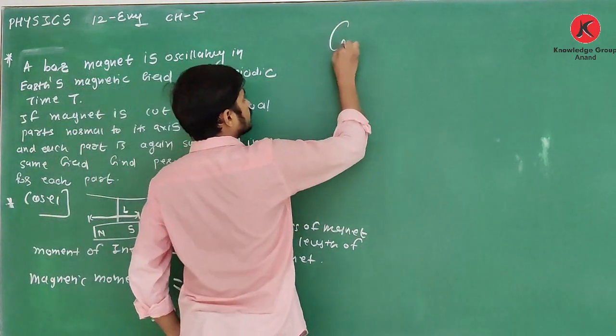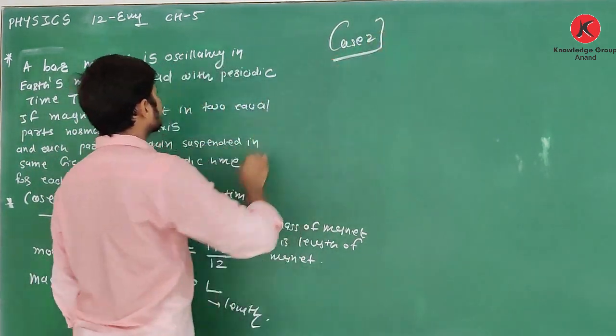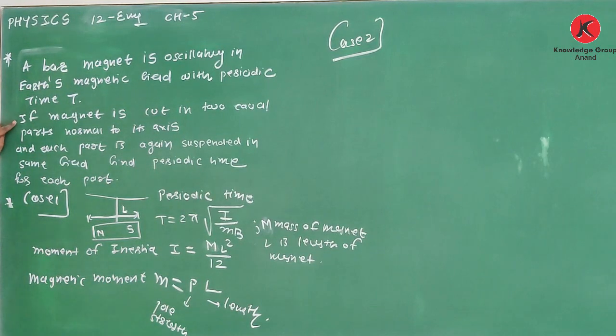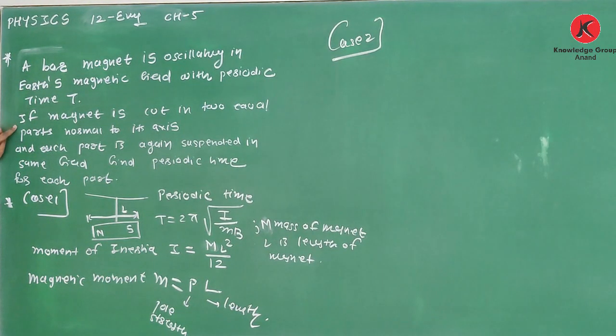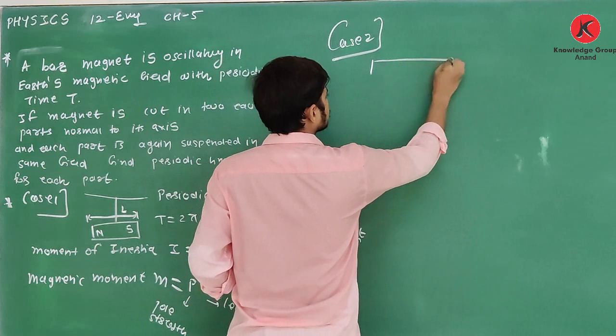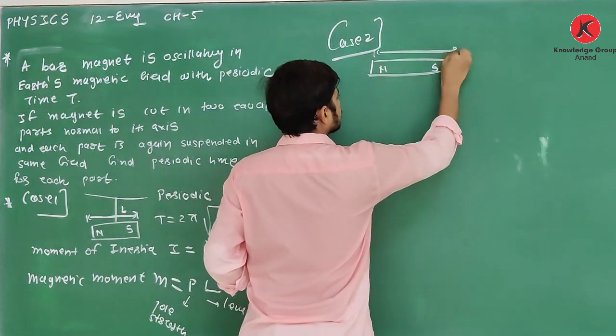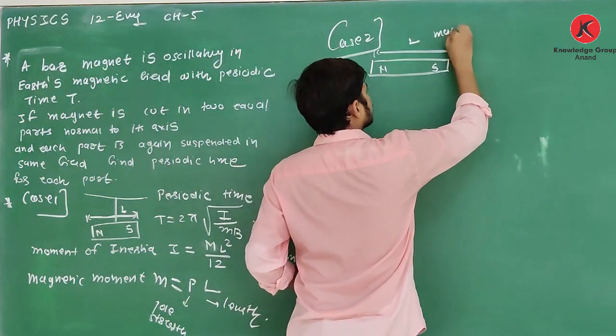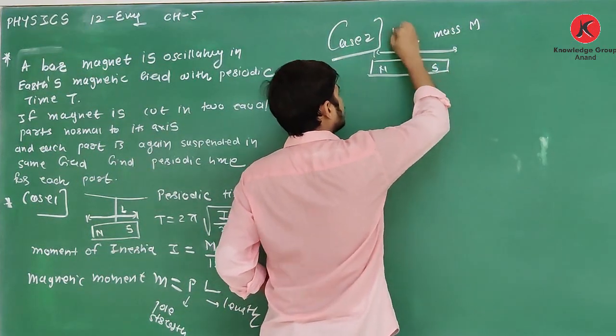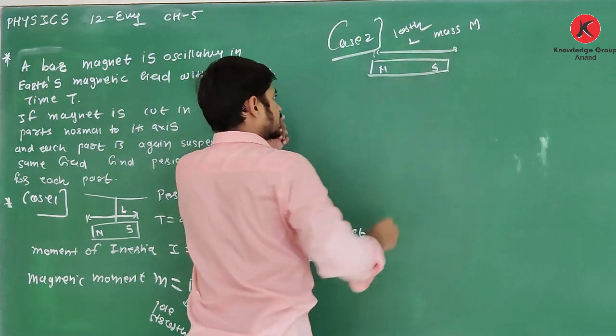Now, case 2. If the magnet is cut into equal parts normal to its axis, and each part is again suspended. If I have one magnet like this, north and south, its length is L and its mass is M.